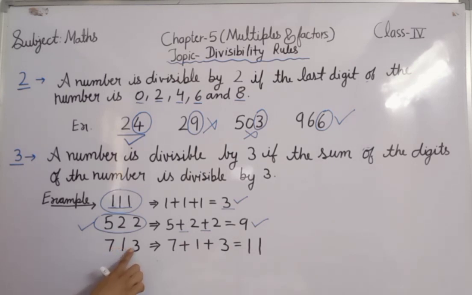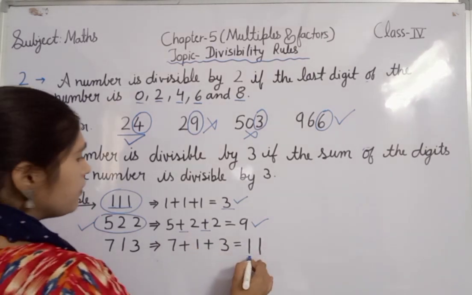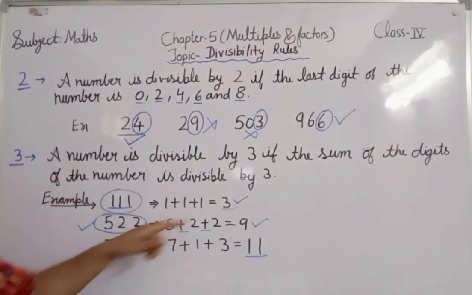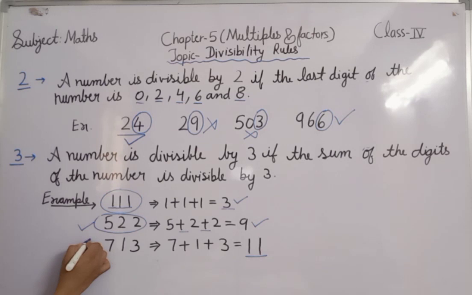7 plus 1 plus 3. So you will get 11. So 11 will not come in the 3 table. So it means this is not divisible by 3. Clear? Is it clear now? These are the rules for 2 and 3.